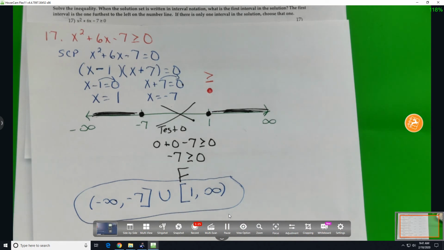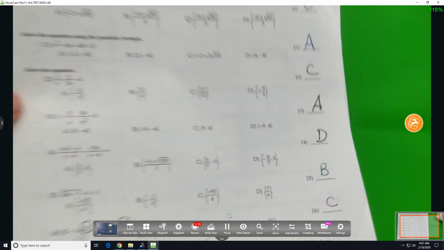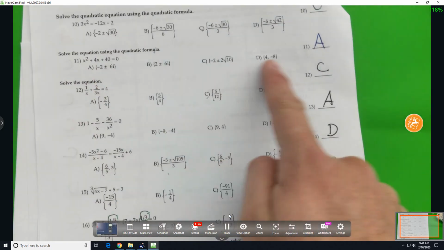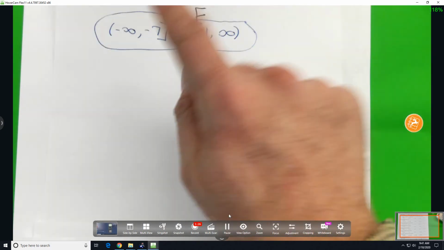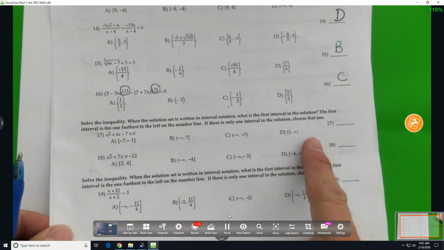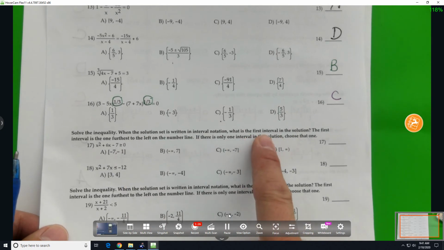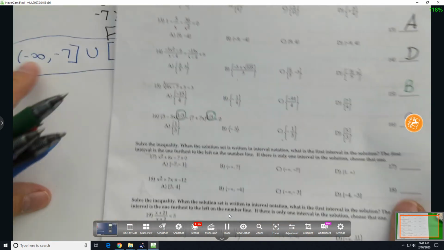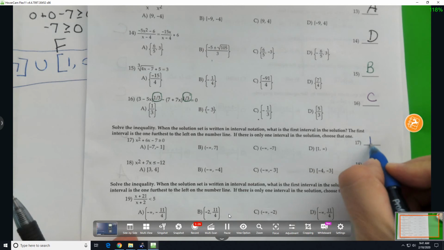But here's where there's sort of a difference between the homework and this little paper review sheet and paper test. Look at how the answers are written. This software is trying to get all of the answers in one row. If they start putting all of this as answers, it's not going to fit in just one row here. So reading through, what's the first interval? Negative infinity to negative 7. There, you write a B.